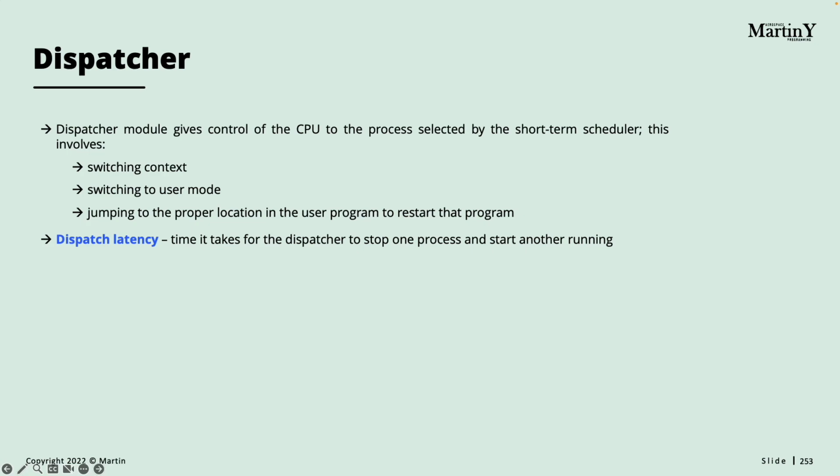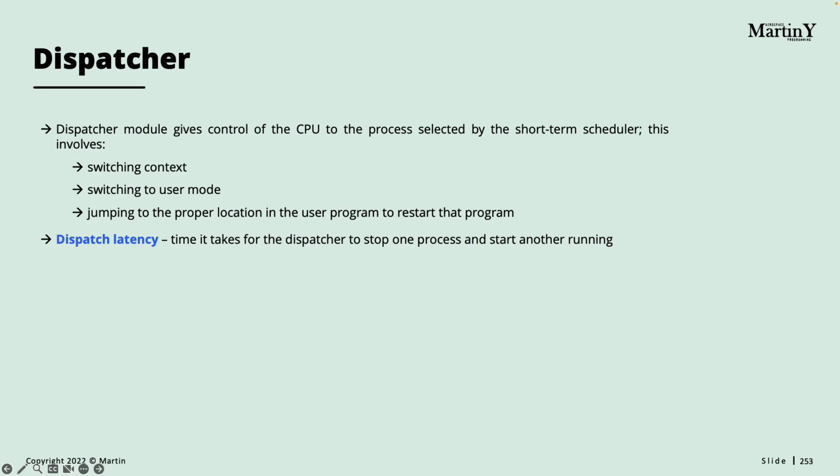So when we want to change what process runs in the CPU, the dispatcher takes the process selected by the scheduler and runs it inside the CPU. The dispatcher is the actual tool that is able to switch the context from one process to another, to switch to user mode, to kernel mode, to jump from one location to another one. This is what takes the process and runs it inside the CPU.